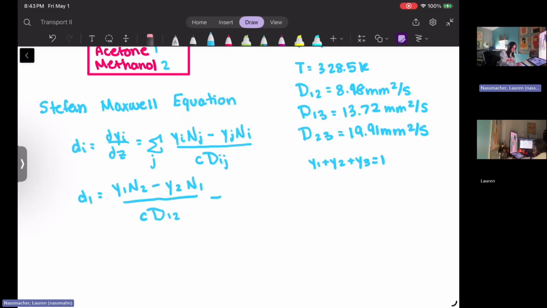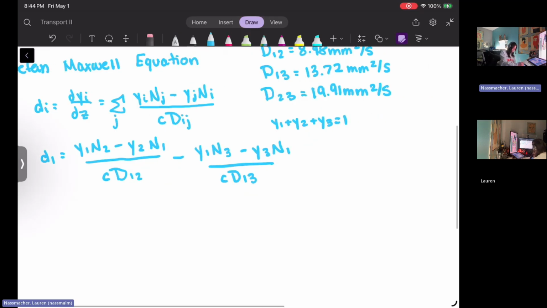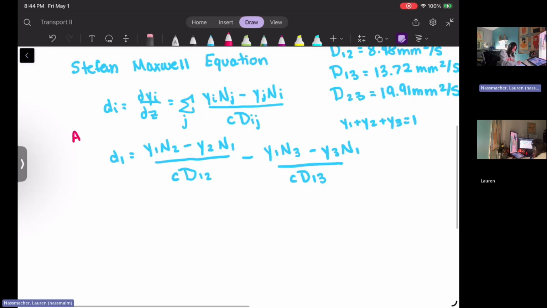Now from here, we're going to subtract our mole fraction of 1 again, multiplied by our molar flux of 3 this time, minus mole fraction of 3 multiplied by our molar flux of 1, all over the concentration and diffusion coefficient of 1, 3. This is for acetone. Let's label that acetone. And we'll have our methanol up next.